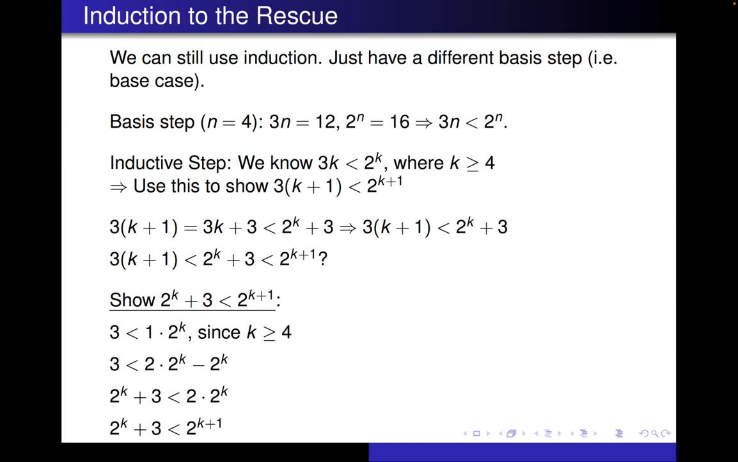Remember, we're assuming that k is at least 4. And that means that 3 is less than 16 for sure, and 2 to the k is going to be at least 16 because k is greater than or equal to 4. So our proof is going to go, since k is greater than or equal to 4, I have 3 is less than 1 times 2 to the k, and then follow those algebraic steps down to the end where I'll get 2 to the k plus 3 is less than 2 to the k plus 1.